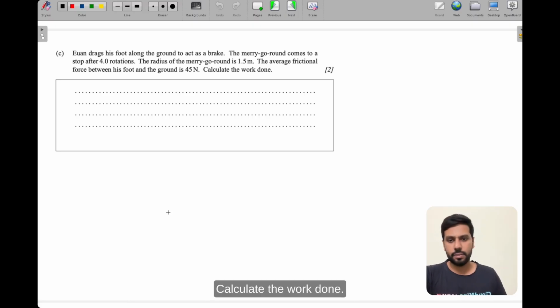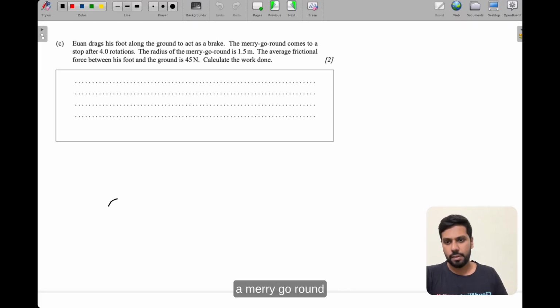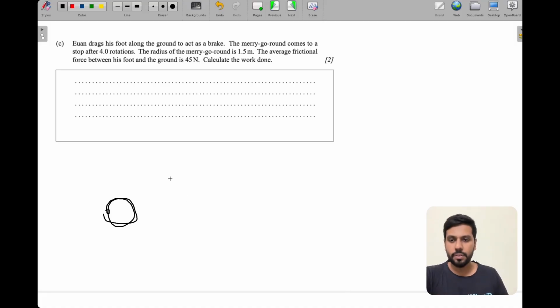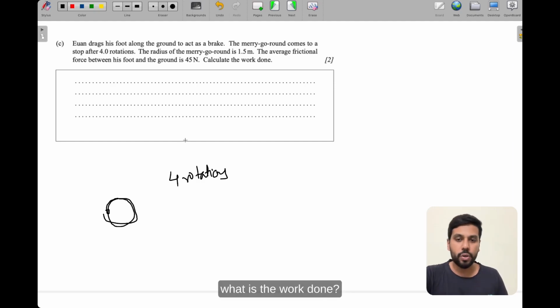Calculate the work done. Now look here. I have a merry-go-round and he puts his leg here. Let's say that he's putting his leg exactly on the radius. And he goes 4 times. He takes 4 rotations, and that is when it comes to a stop. So they are asking you what is the work done.